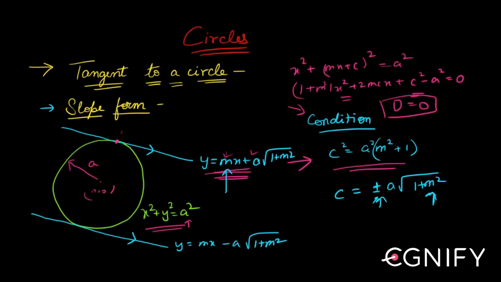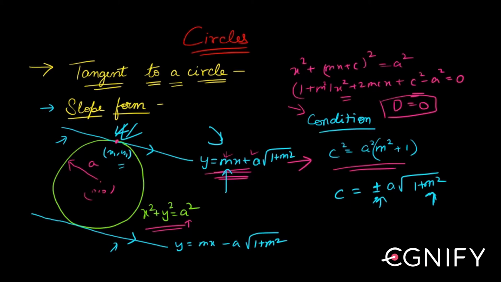But how do you pick the tangent which is passing through this point? Let this point be (x1, y1). You'll put x1, y1 in this particular line and see if it satisfies this line or that line. Whichever one it satisfies, that particular tangent is the tangent that is passing through this point. So after that, it's just verification.